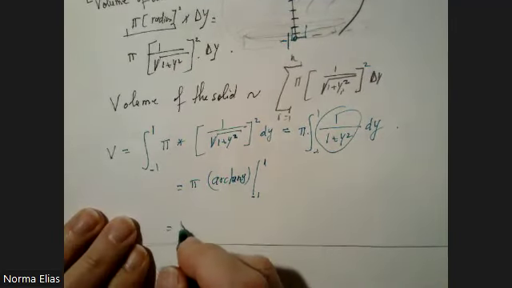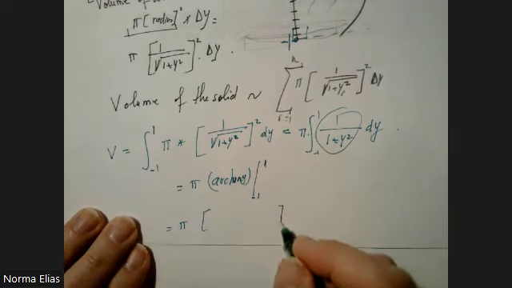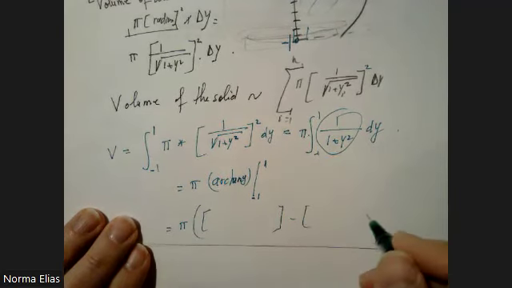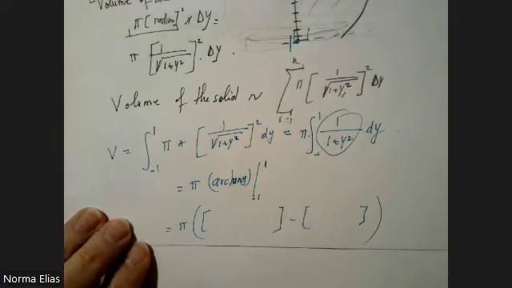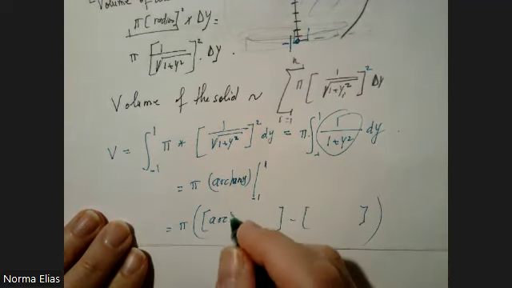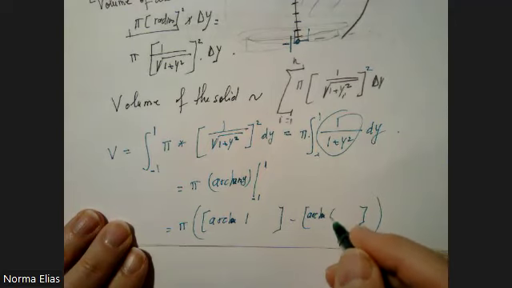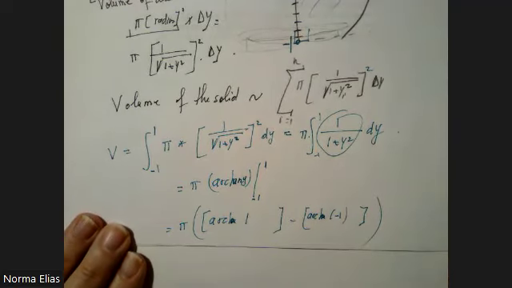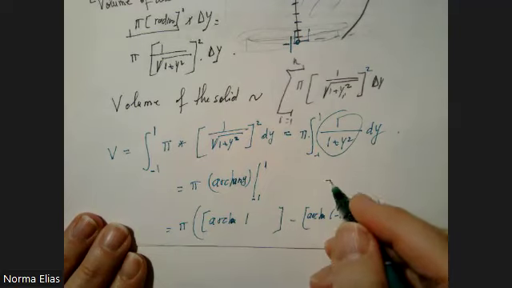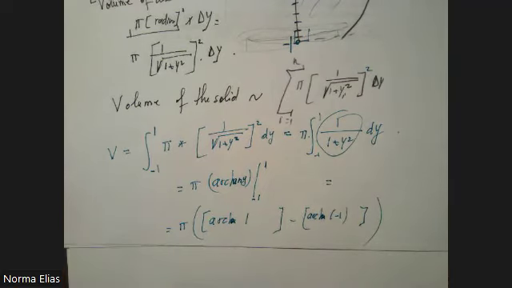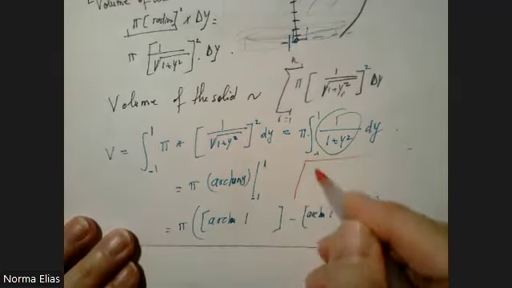So now pi is a constant. The value at the upper minus the value at the lower. So arc tangent 1 minus arc tangent -1. So finally, I get, this is equal to pi.